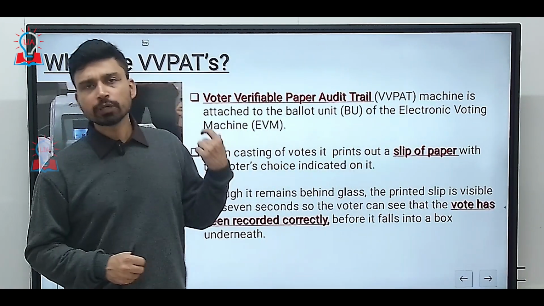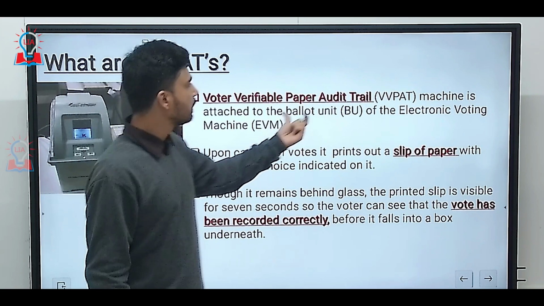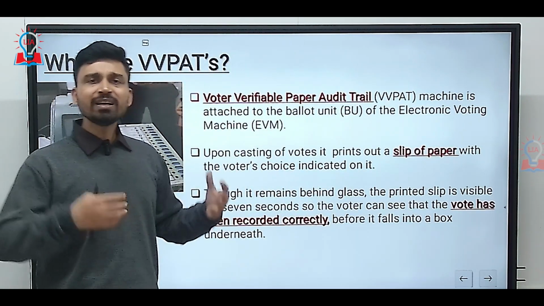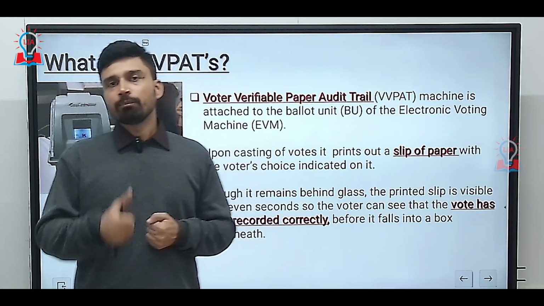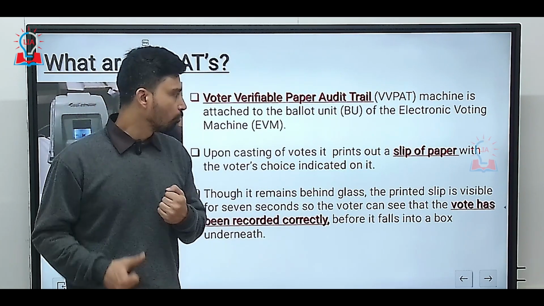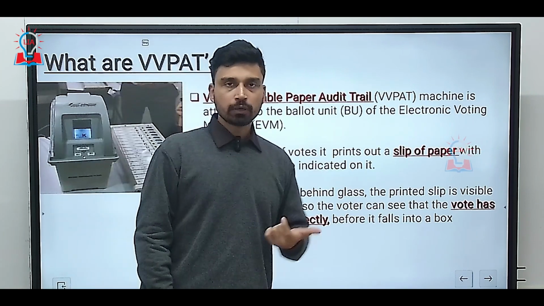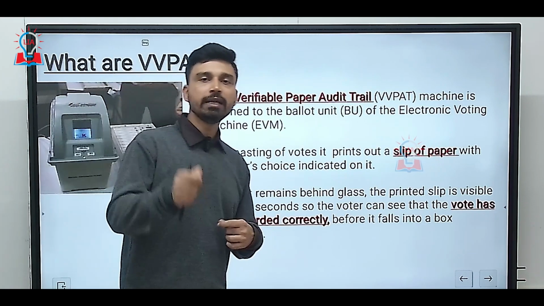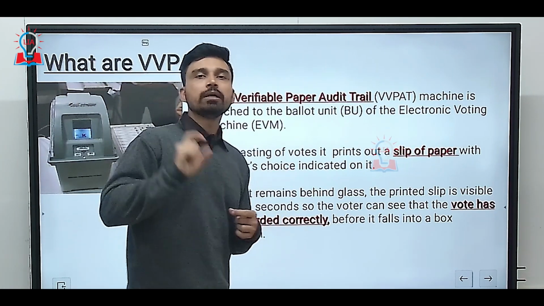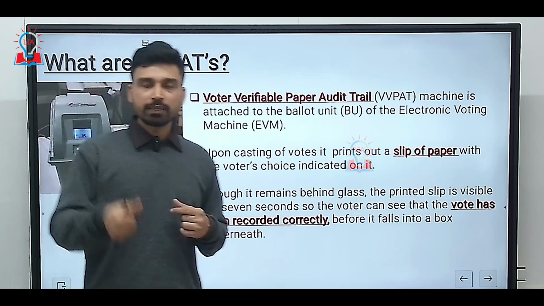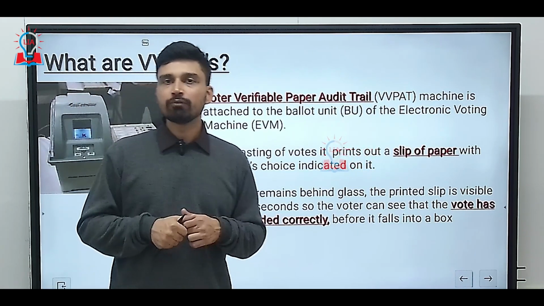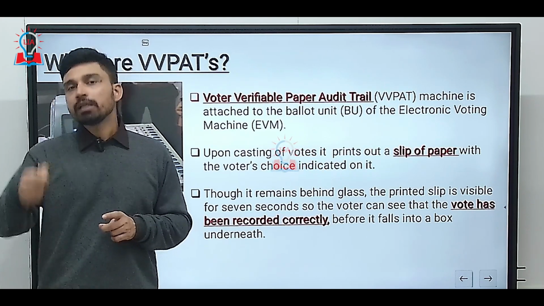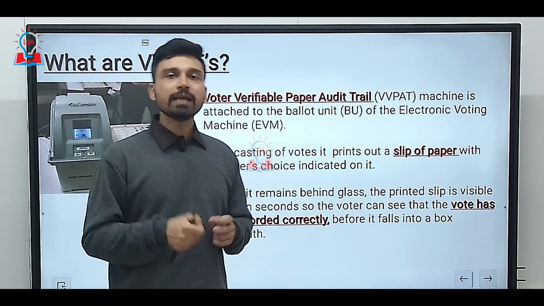If we talk about the electronic voting machine, it has two units. One, the ballot unit, another, the VVPAT unit. What VVPAT actually does is, whenever an individual casts his or her vote, a slip of paper is printed out. In this slip, the voter's choice is indicated, showing that you indeed have voted for this particular party. That means after pressing the button on the electronic voting machine, the voter can verify that the party he wanted to vote for is the party that has actually received the vote.